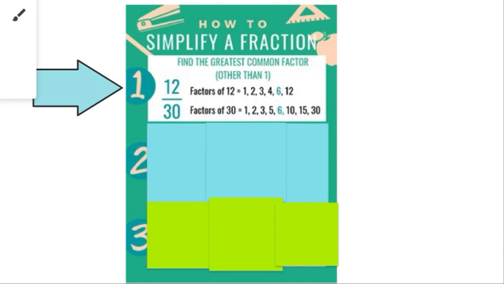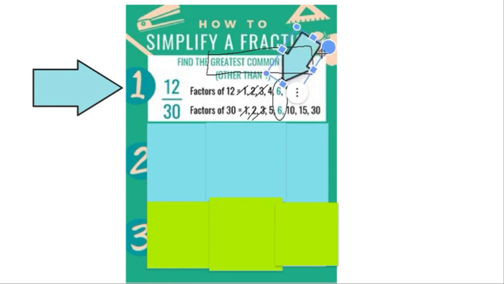Now let me explain something. Notice how 12 and 30 have common factors that are the same, like 1 and 1, 2 and 2, 3 and 3. But notice how it says the greatest common factor, which is the biggest factor. So in this case, 6 is our greatest common factor. I want to point that out because sometimes there's some confusion about it. I just want to make that clear.